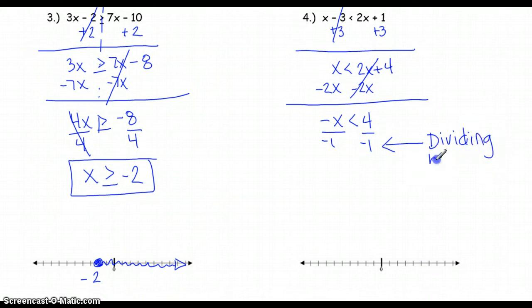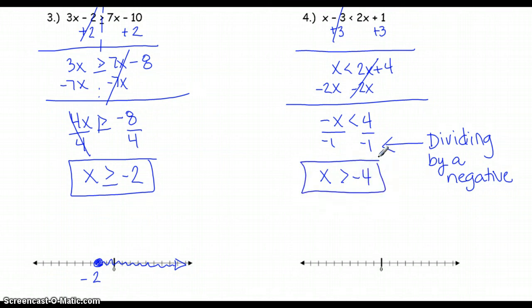Again, here we are. We're dividing by a negative. So if we divide by a negative, you have to remember to flip the sign. And then there we go, there's our solution. So now we plot it, negative 4, 1, 2, 3, 4. It's an open dot on negative 4, and we want to represent numbers that are bigger than negative 4.